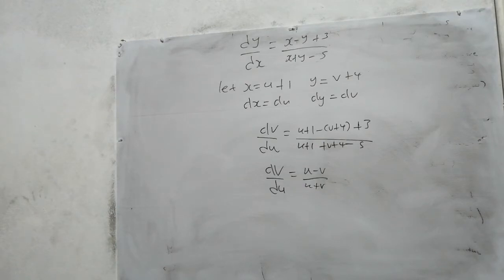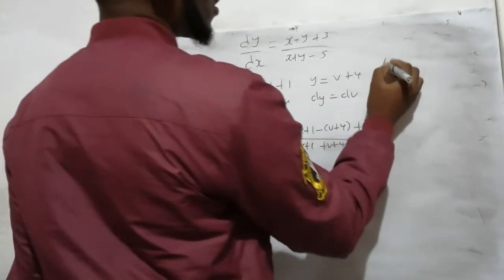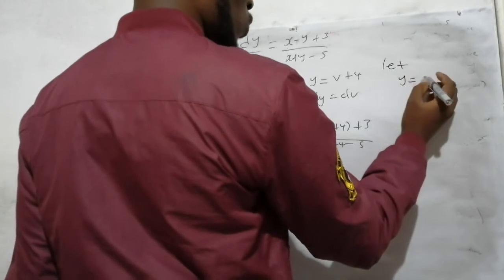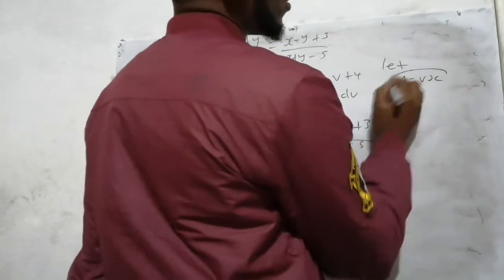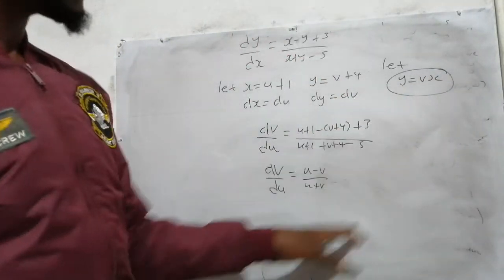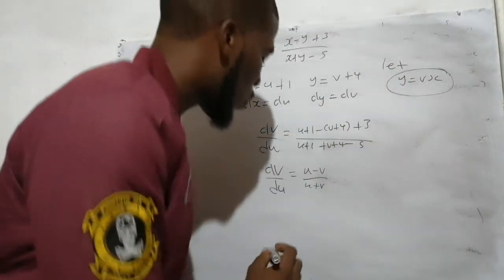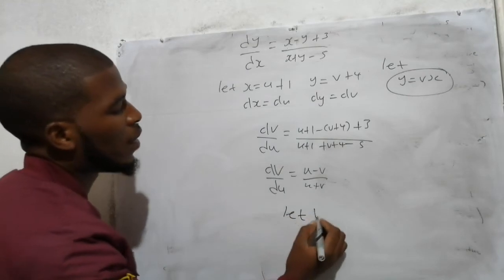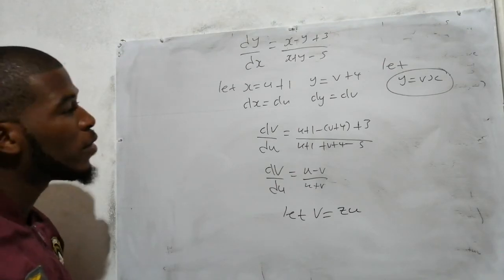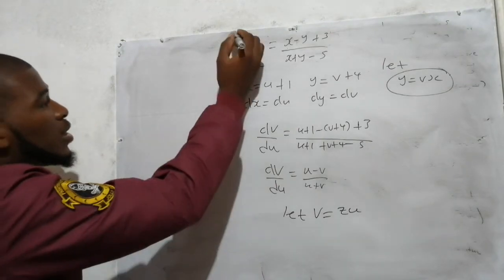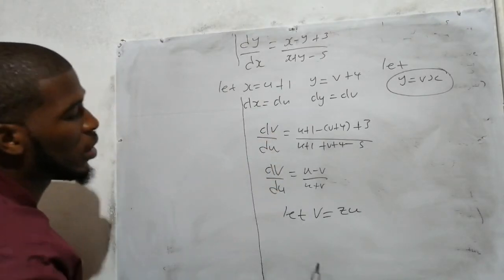Remember when we were still doing the homogeneous, we said we let y equal to vx, but here we cannot use that substitution because we have already gotten rid of y and x. So here we're going to say let v equal to zu. So do not be confused by variables. The procedure is just the same. It's just that we're using different variables.